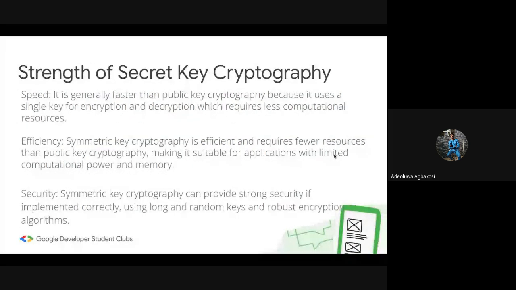Now, the strengths of secret key cryptography. Now, secret key cryptography is the fastest. It's faster than public key cryptography because it's using a single key to encrypt and decrypt data. So all you just need is one key. Now, using one key means you need less computational resources, and less computational resources means it runs faster. Now, efficiency. Secret key cryptography is efficient because it requires fewer resources than public key cryptography. This makes it suitable for applications with limited computational power and limited memory.